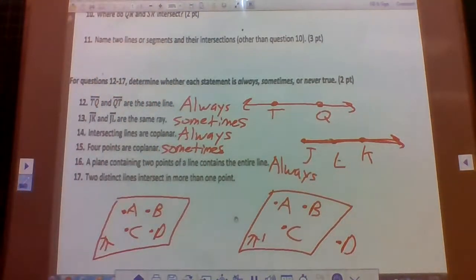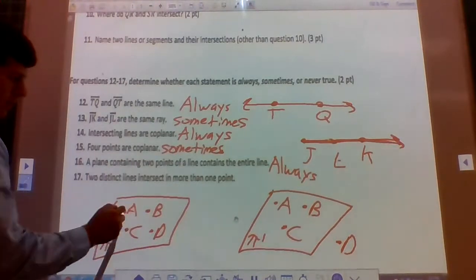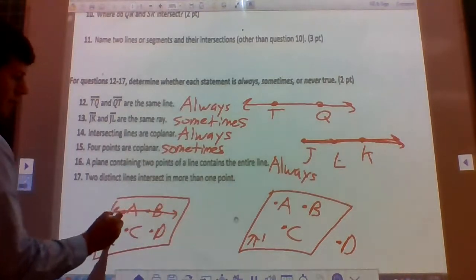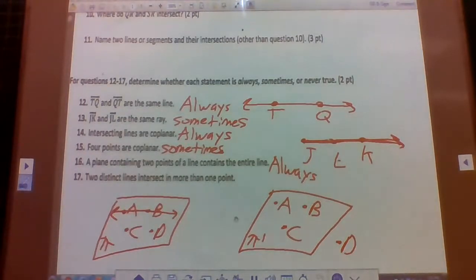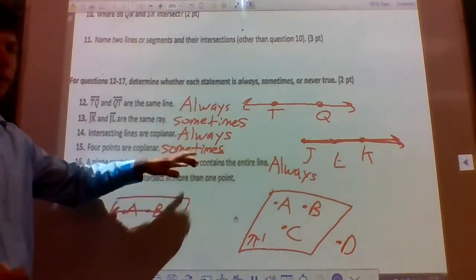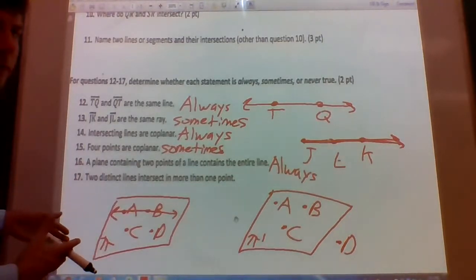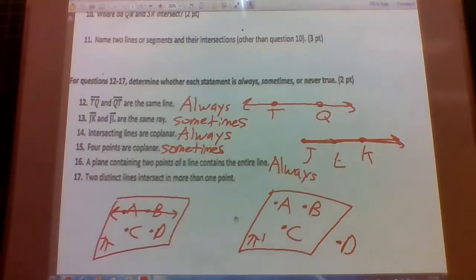Okay, a plane containing 2 points. We need 2 points to define a line, so there's exactly one line. If A and B are in the plane, there's exactly one line, and there's no way we can make that go out of the plane. Again, it has to do with the dimensions. 2 points form a line, which is one-dimensional. If those 2 points are in the plane, then that's going to be one dimension of the plane. So that's going to be an always.